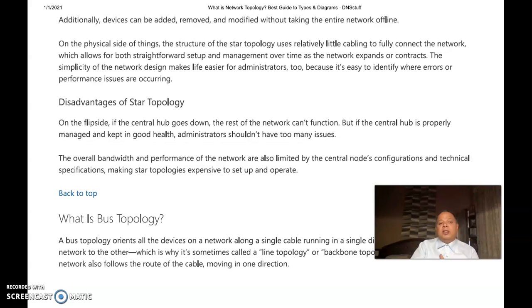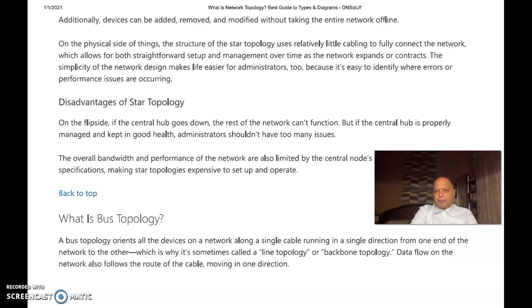So the choice of the central node decides the overall bandwidth and performance of the network. So in star topology, the main thing is the central hub, the central switch. If you deploy a very good central switch with stringent specifications, then you can make sure that this particular network will be a well performing network. Right. So that is about star topology.